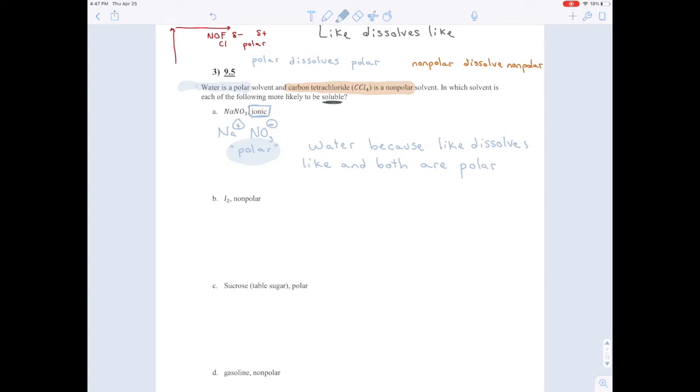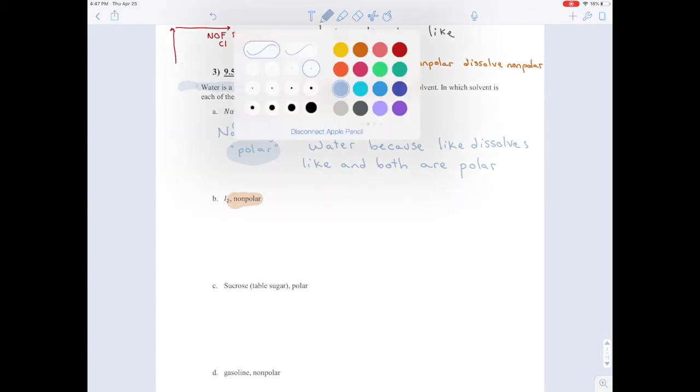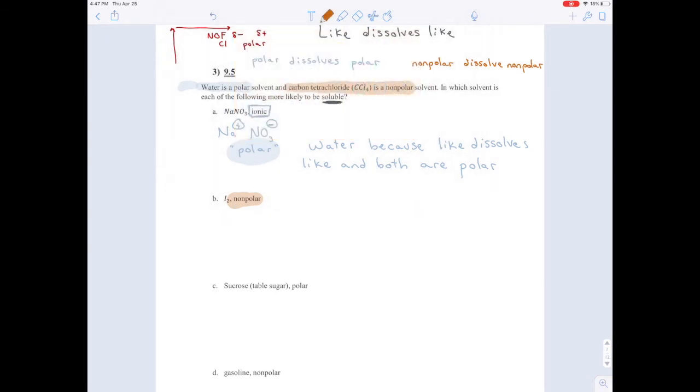Okay, for B, they say that the compound is nonpolar. It says I2, it's nonpolar. So what will it dissolve in? It will dissolve in the carbon tetrachloride, CCl4. How do you know? You may have never seen solid iodine or gaseous iodine, and you may have never seen carbon tetrachloride. So how do you know? You know because like dissolves like. Profound principle.